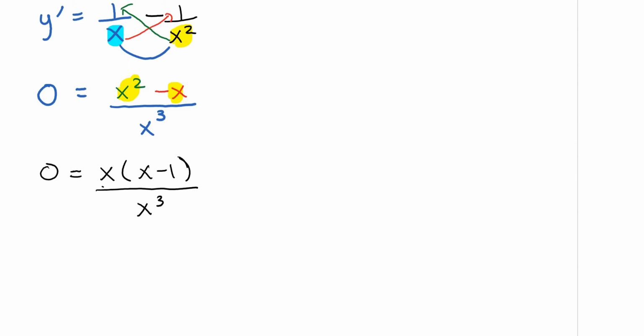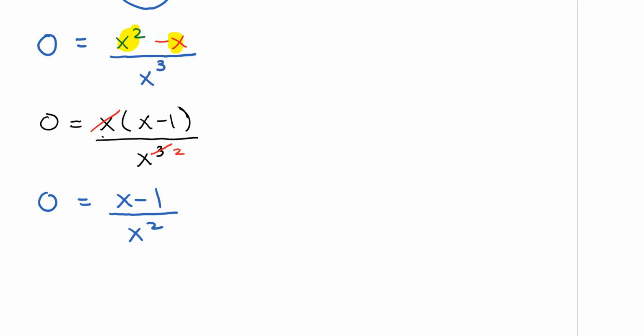And then if we keep on simplifying here, this x and that cubed will cancel off. Finally I would have 0 equals x minus 1 all over x squared. So that's my most simplified version of the derivative. Once I simplify that, let's analyze this. If I set the numerator equal to 0, that would mean x equals 1. So that's one of my critical numbers there.